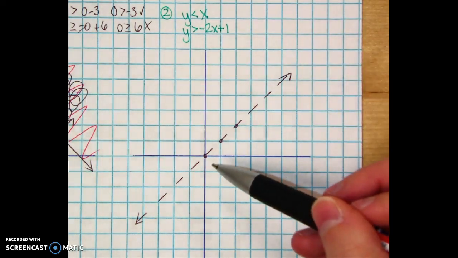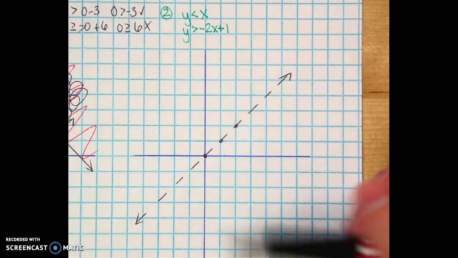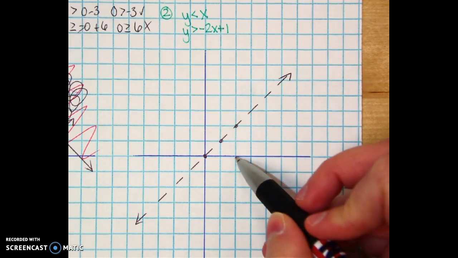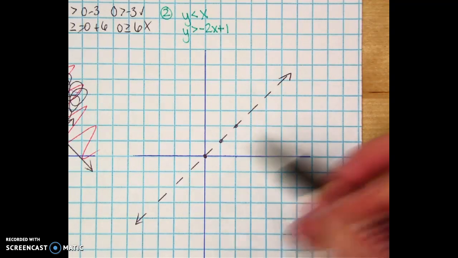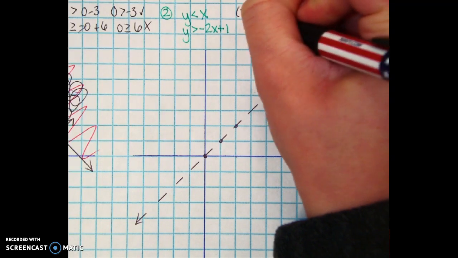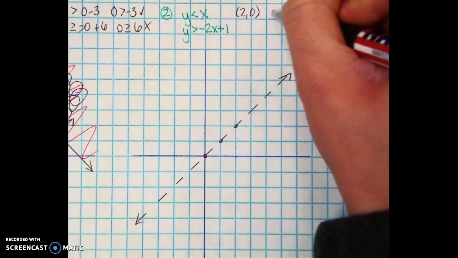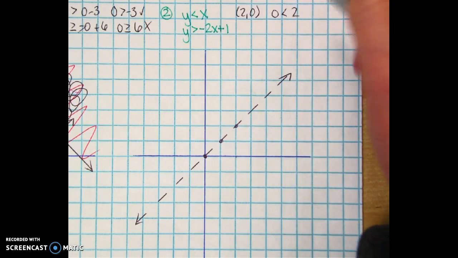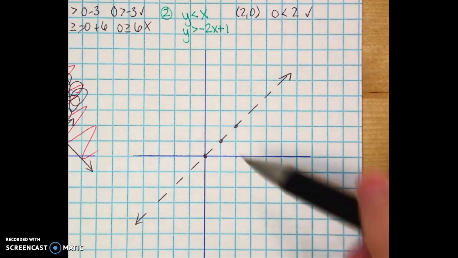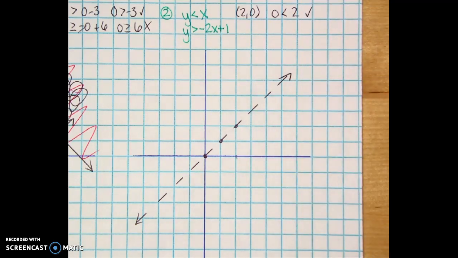Okay, it goes through 0, 0, so I can't use 0, 0. I'll use, how about 2, 0? I'll use 2, 0. So for 2, 0, that would be 0 is less than 2. And that is true, so I shade this side of it. I'll use purple.